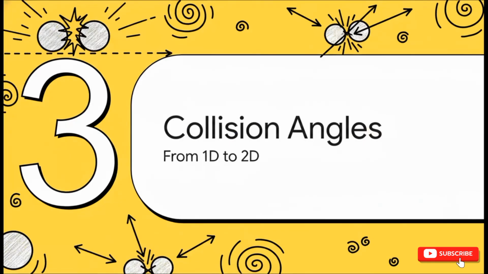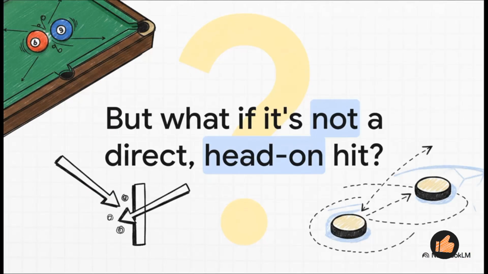Okay, so far we've mostly been talking about simple, direct, head-on hits. But life is rarely that simple, right? So what happens when the impact isn't so straightforward? Let's see how these rules hold up when things get a little more complex. So yeah, what if it's not a direct, head-on hit? What happens when things collide at an angle? Does our big, unbreakable rule about momentum still apply?